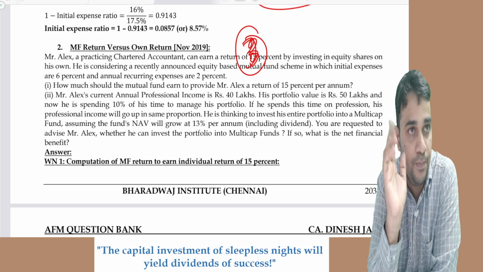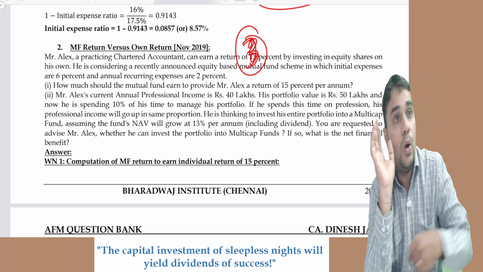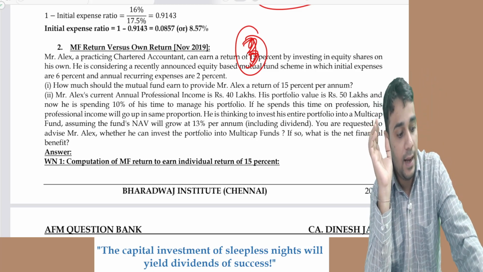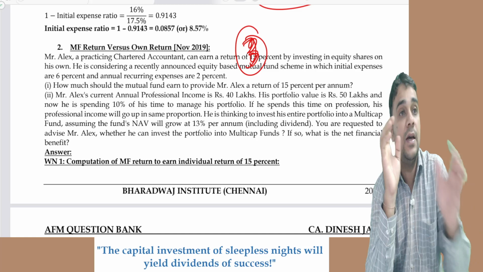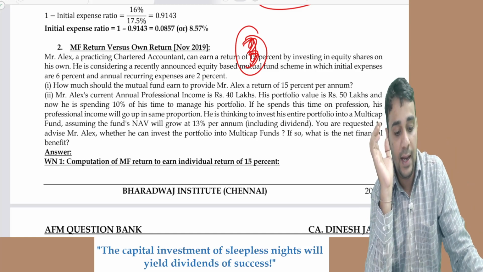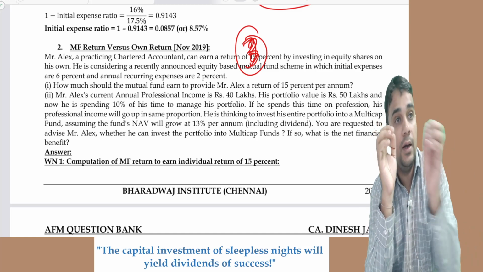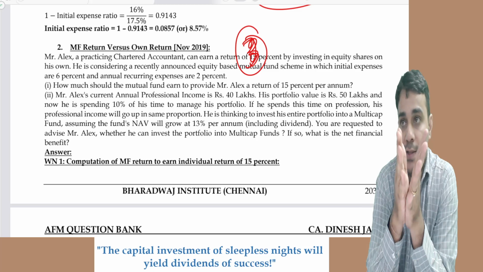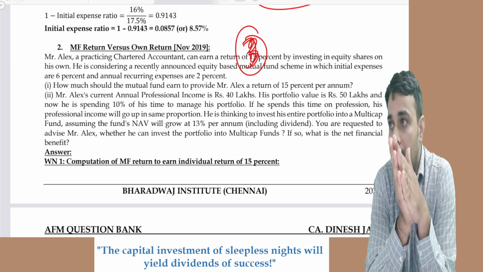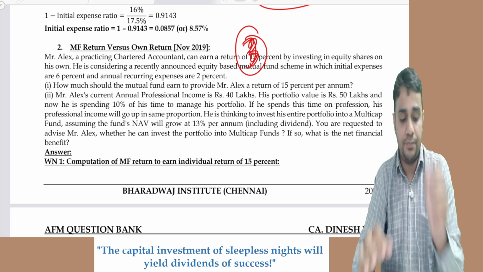Any doubts till this? So first is MF return versus the own return. MF return has to be more than own return because MF is incurring certain expenses and I want payment for those. I want the MF to pay me for all those. So indirectly MF has to earn 15-16% so that I can get my 12-13%. Clear? Any doubts on this?